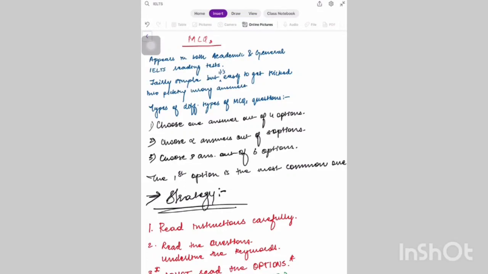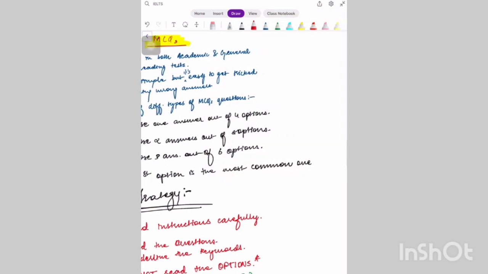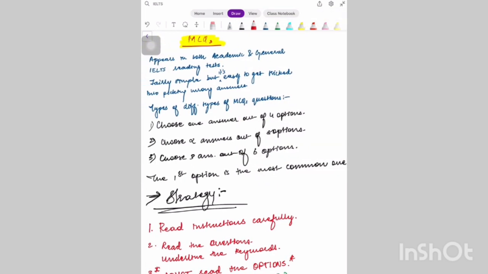One of the most interesting and, I guess, the most common types of questions asked in the IELTS reading exam. We'll get into it without further ado. So, MCQs, I can't just highlight it enough. Then let's move on. Now, it appears in both academic and general. So it appears in both the academic and general IELTS reading test.